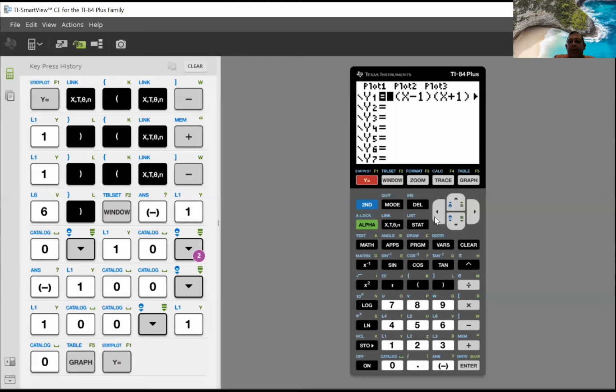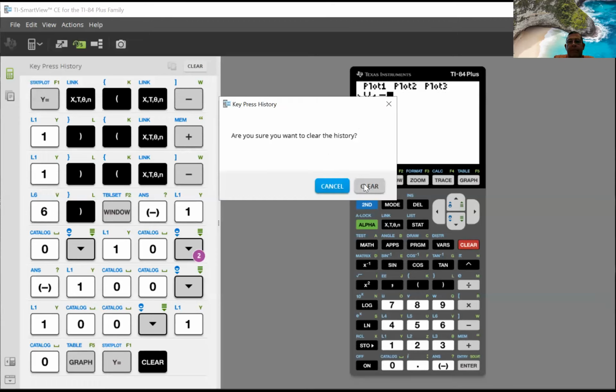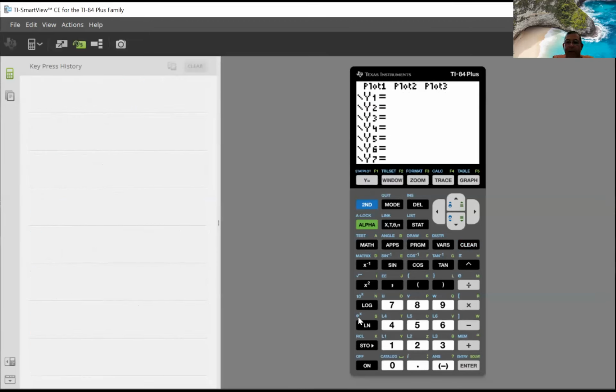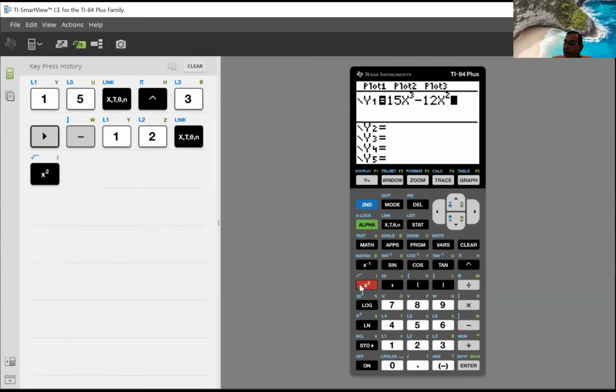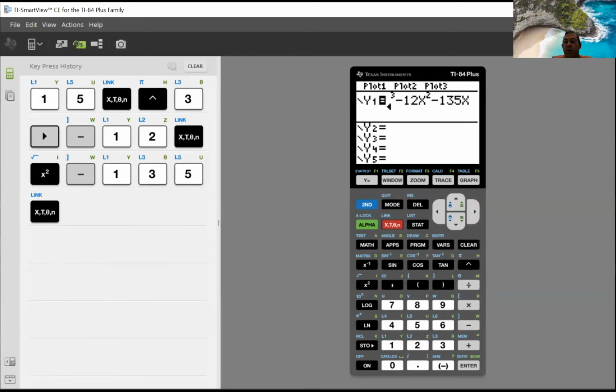So I'm going to go to y equals and clear that out. All right, y'all. So we had 15x to the third. All right, now arrow back down and put in minus 12x squared minus 135x plus 108.